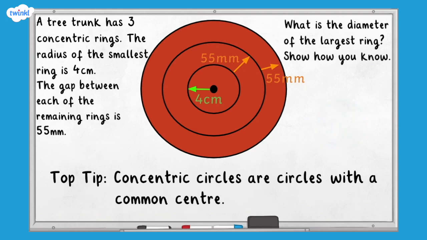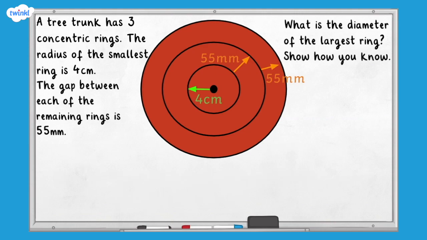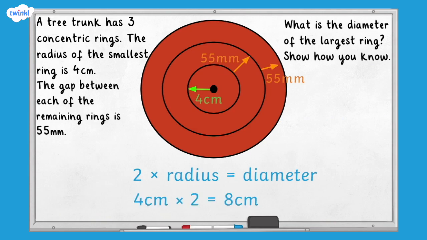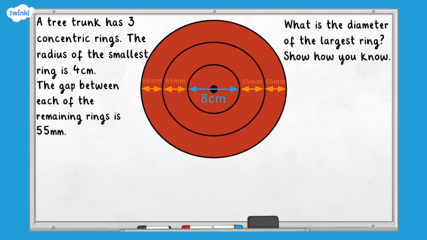Here is the answer. The smallest ring will have a diameter of 8 centimetres. Remember that 2 times the radius equals the diameter. So when the radius, 4 centimetres, is multiplied by 2, we get an answer of 8 centimetres. There are 4 gaps left, each measuring 55 millimetres. We can find the total measurement of the gaps by using multiplication. 55 millimetres times 4 equals 220 millimetres.